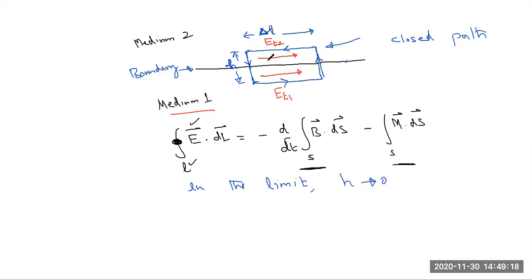So what will happen? Now we will only have, let me draw it again over here. So this is the boundary. And now because of h equal to 0, we only have this line. So we only have delta L. So what will be the answer to this closed integral? So we have ET1. So I will say ET1.